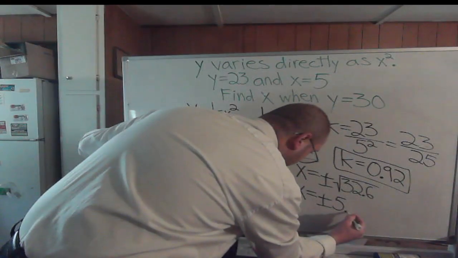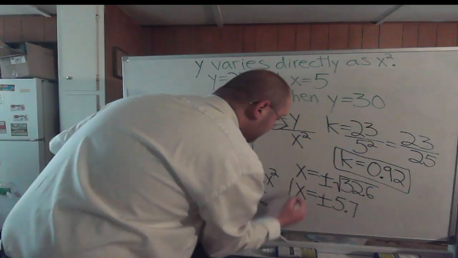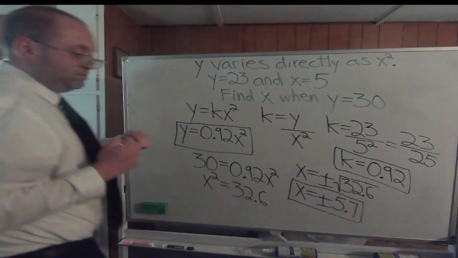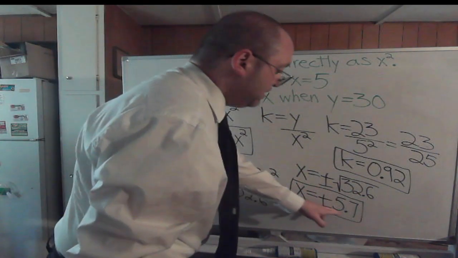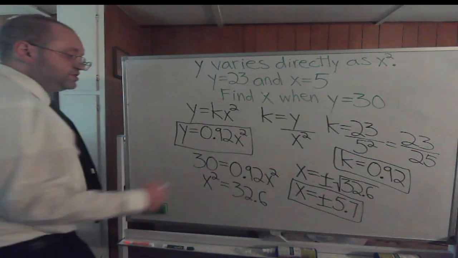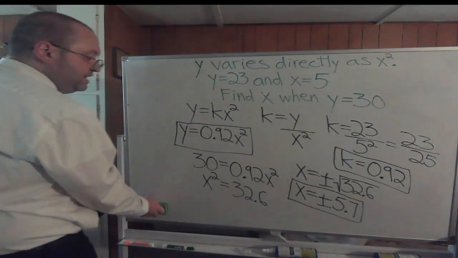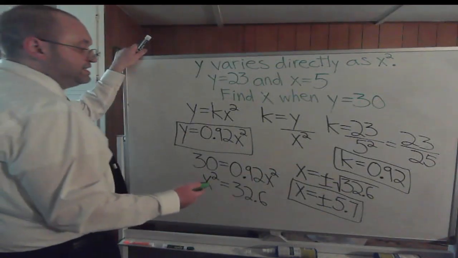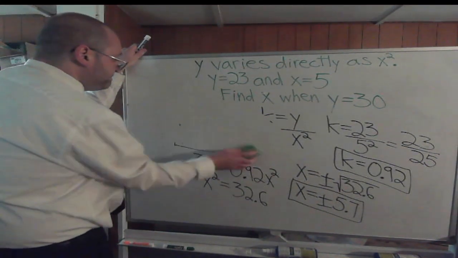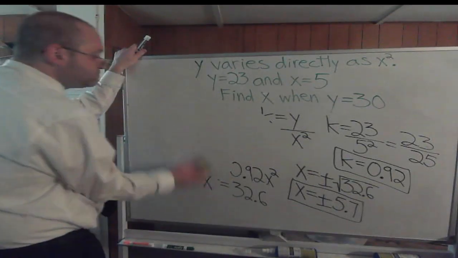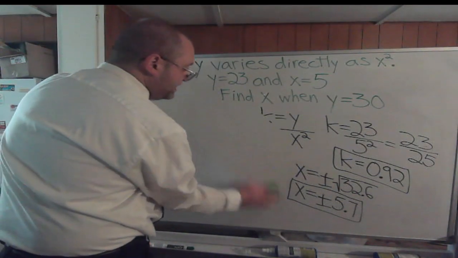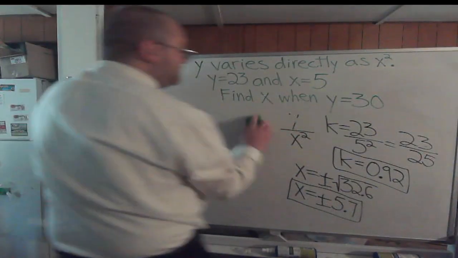So the answer for x, you actually get two answers when y equals 30. x is equal to plus or minus 5.7. Because you took the square root of 32.6, you had to take both plus and minus the square root of 32.6. So that's the problem with quadratic ones. I'll do one more of direct variation, then we'll move on to the inverse variation.